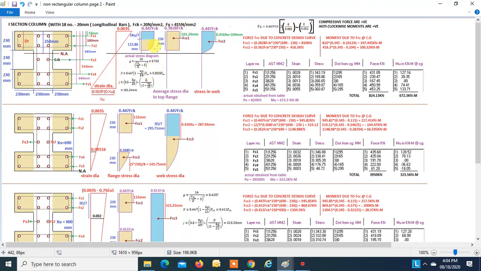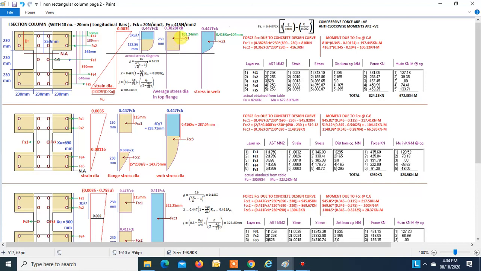Now putting all these values, we find J, that is 101.24. So this force acts at a distance 101.24. That is FCC1. Now force due to this web. So this is our stress diagram, that is for rectangular section, right? So 0.447 FCK. FCC2 will fall at distance 0.416 XU, which is 104 mm.